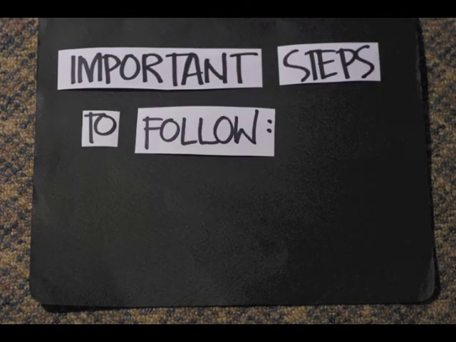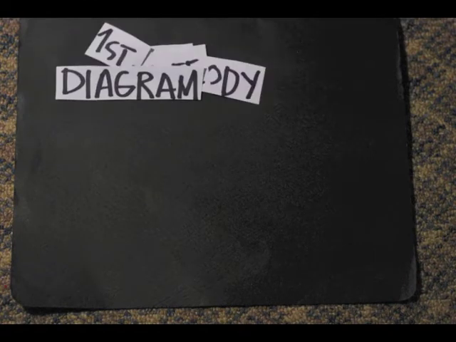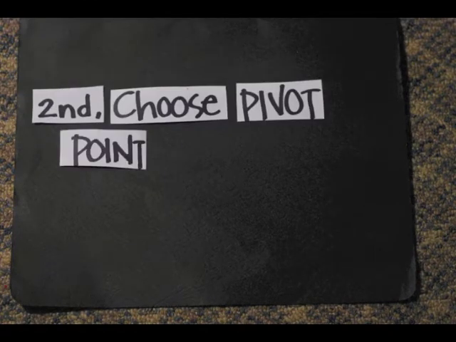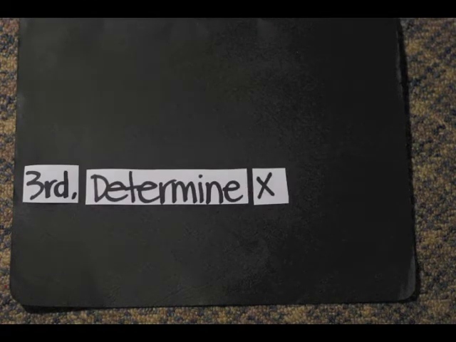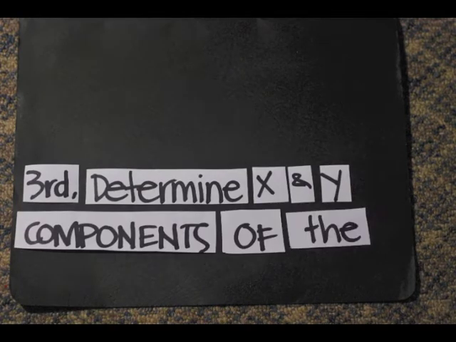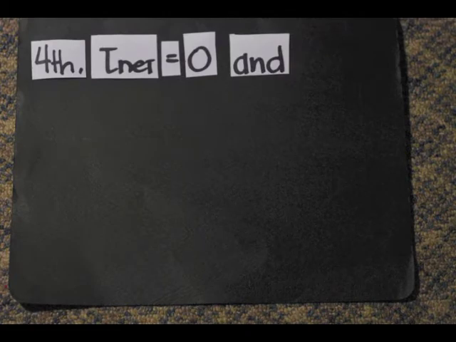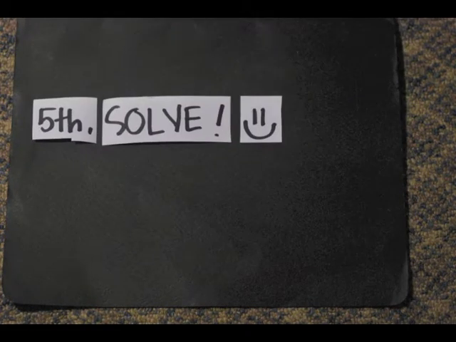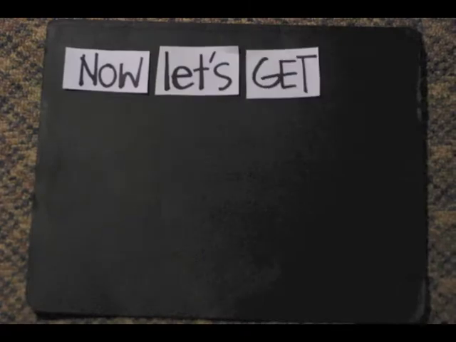Here are some important steps to follow. First, draw a free body diagram. Second, choose a pivot point. Third, determine the x and y components of the forces acting on the beam. Fourth, let net torque equal 0 and net force equal 0. Fifth, solve! Now let's get started.